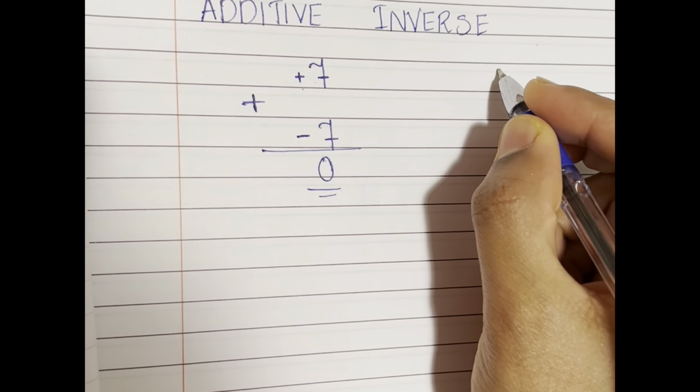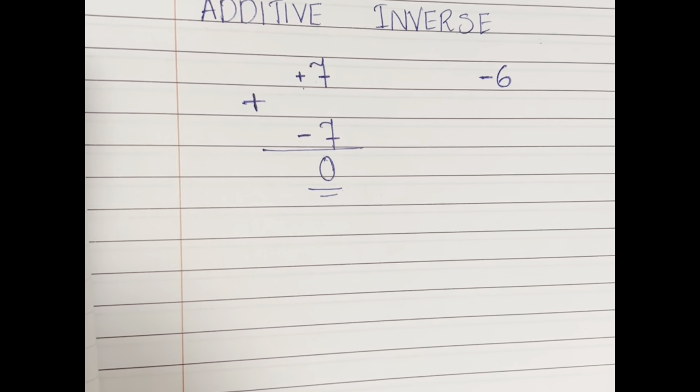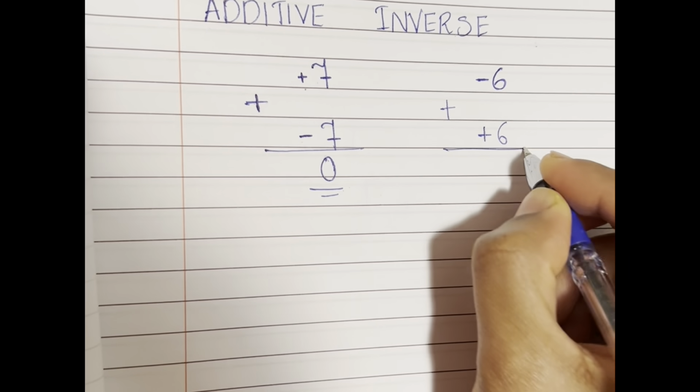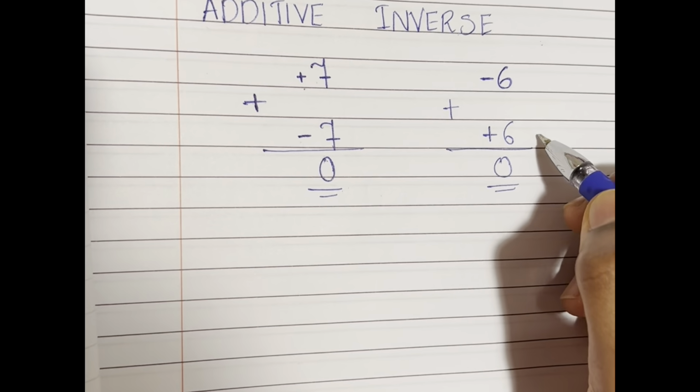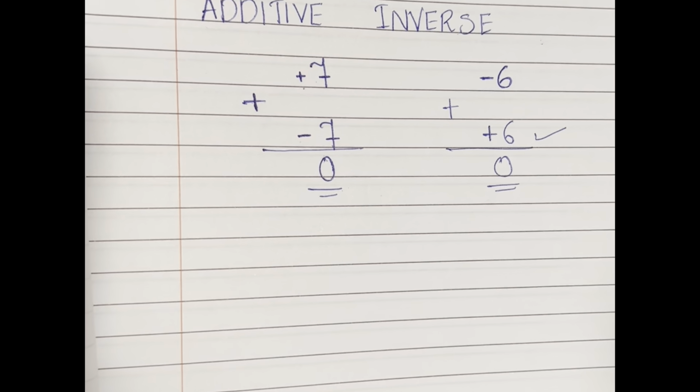Suppose another example, minus 6, okay, is one integer. What is its opposite? Plus 6. And when you add them both, that is plus 6 minus 6, again you're getting 0. So we can say plus 6 is the additive inverse of minus 6. Similarly, minus 6 is the additive inverse of plus 6.